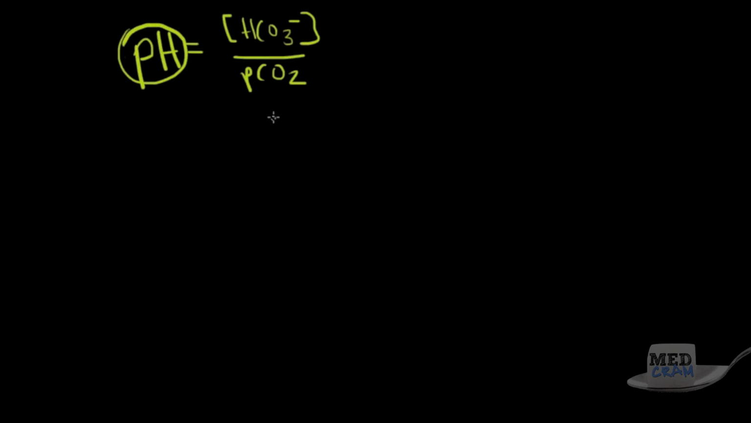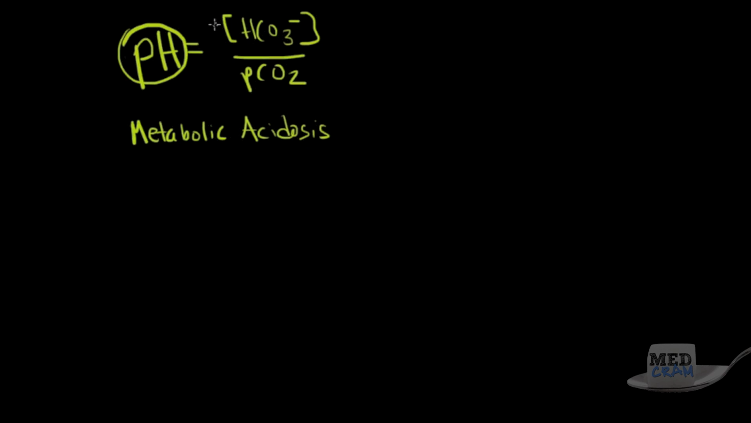So there are several different possibilities of things that can happen. Let's remember again that the bicarb is something that takes a long time for the body to adjust, whereas the PCO2 can adjust itself almost immediately. So let's talk about a metabolic acidosis. Okay, what's going to happen here?